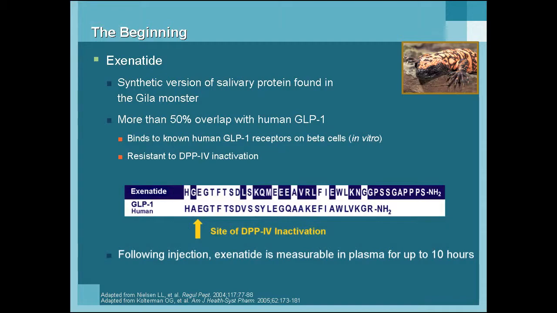Now, the first incretin actually has a very interesting history. There is a lizard, a Gila monster, mostly found in Mexico, that eats just 2 or 3 times a year.